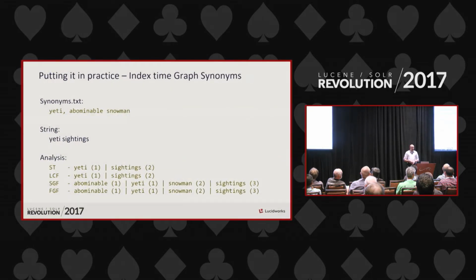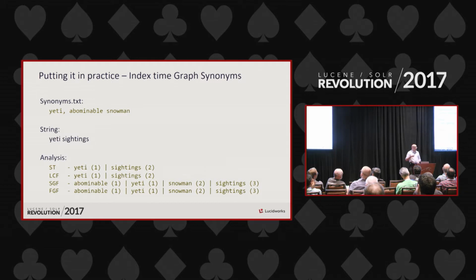At index time, using the same example of Yeti and the abominable snowman, we see that our string tokenizer emits the same tokens. It goes to our synonym graph filter. Our synonym graph filter says, well, Yeti's a synonym for abominable snowman. So let's expand that. Now we have a graph, so we're a little bit more position aware. And the graph filter says, hey, my longest synonym for this term is 2 tokens long. So let's push sightings out to position 3 now.